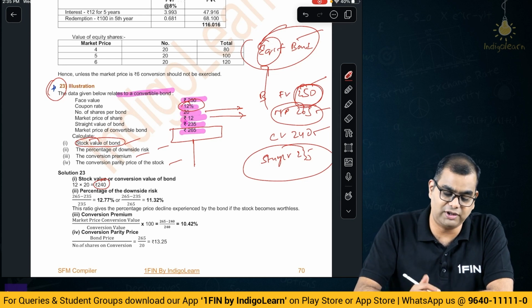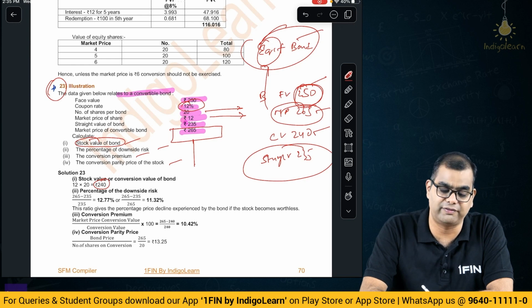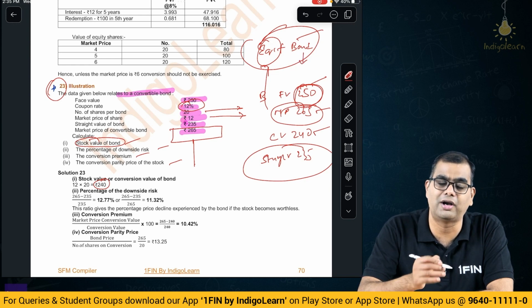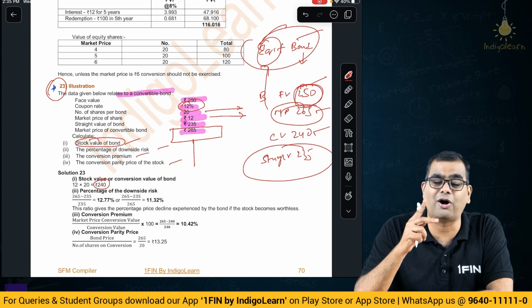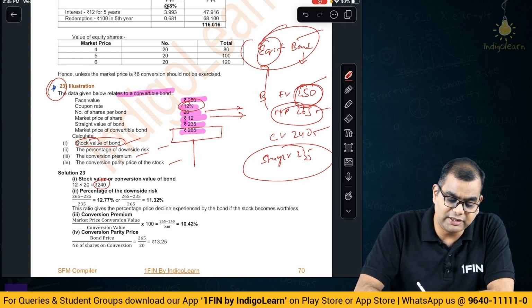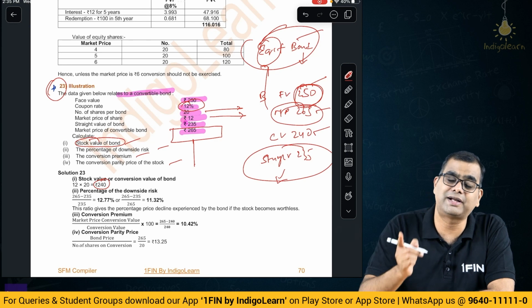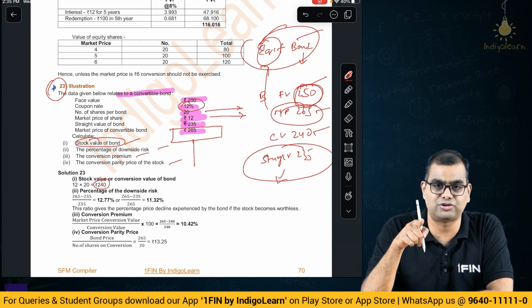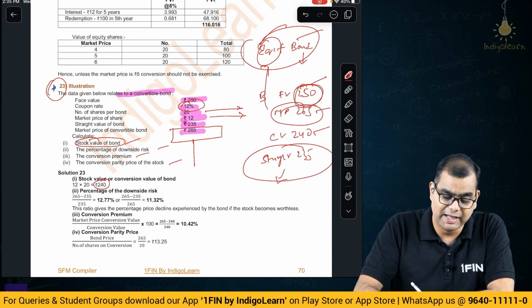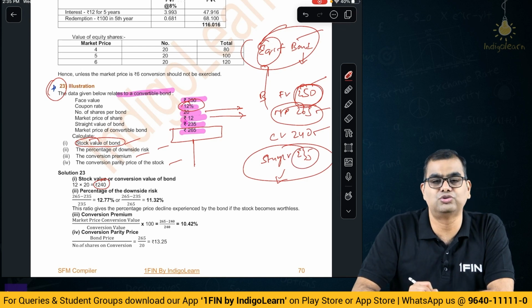Now, when you choose to convert, you will get the value of equity. When you choose not to convert, you will get the value of the bond. However, you have a choice, you have an option, there is an optionality. Excluding the optionality, considering only the cash flows from the bond as interest and maturity value, whatever is the payment, the price of the bond is 235.